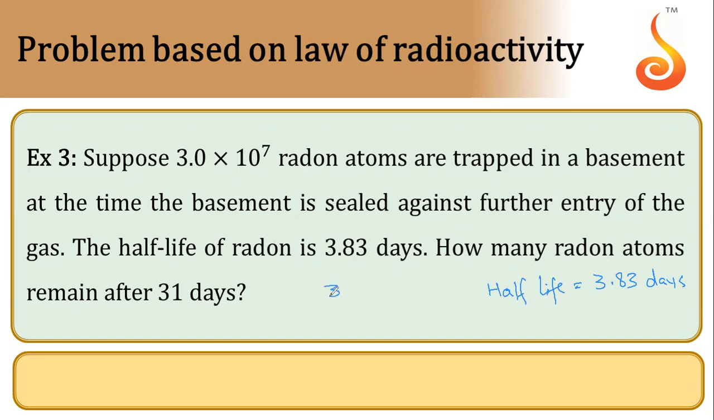So in 31 days, how many half-lives will be there? So you have to divide 31 by 3.83. So this will give you approximately 8.093, which we can approximate as 8. So how many radon atoms will remain after 8 half-lives?